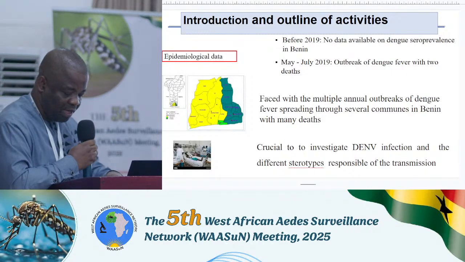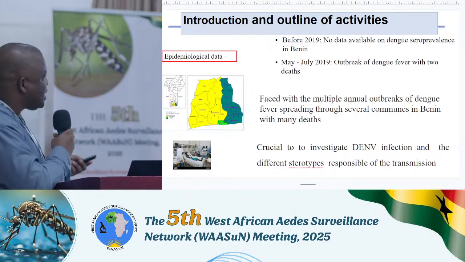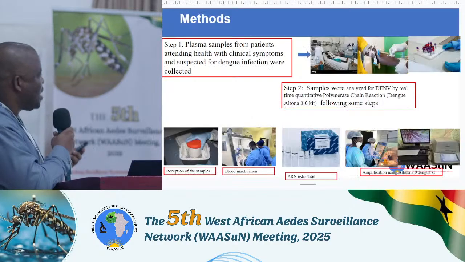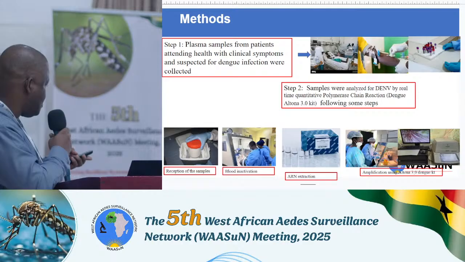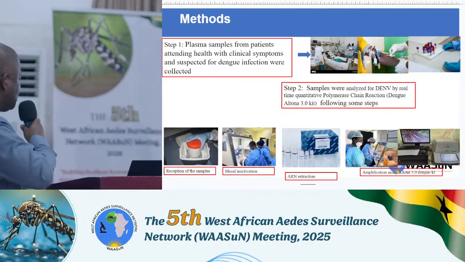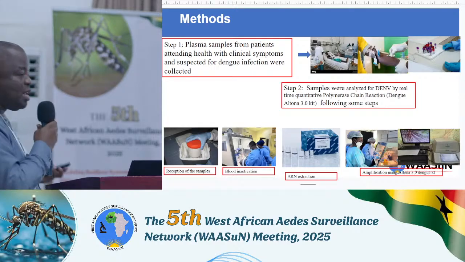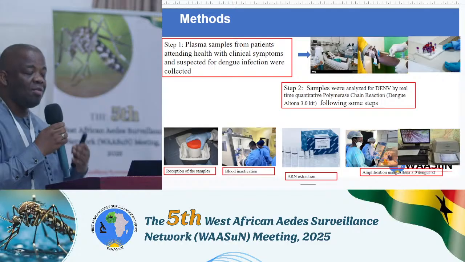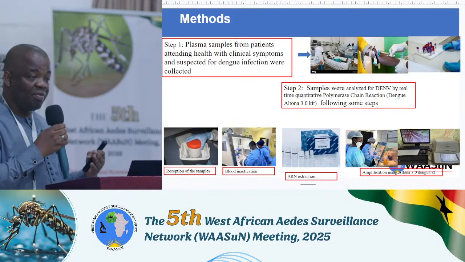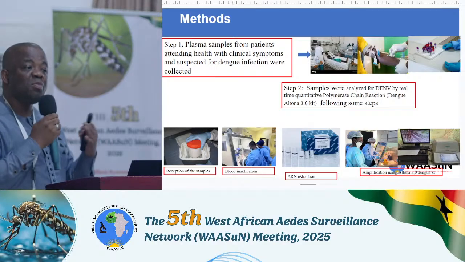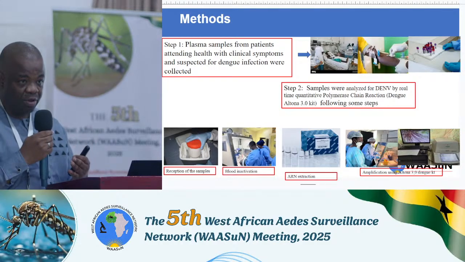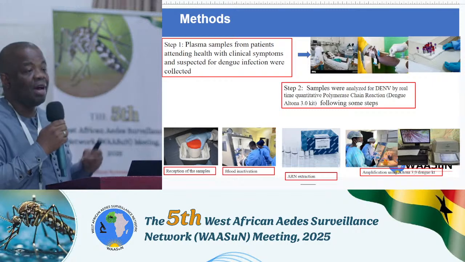To attain this goal, ladies and gentlemen, we decided to collect 400 plasma samples from suspected patients who have clinical symptoms of dengue. These plasma samples were brought to the lab, and after reception, the blood was inactivated. Why do we inactivate the sample? Benin is very close to Nigeria, and yearly we have outbreaks of Lassa fever. Lassa fever is close to Ebola. So if you don't pay more and more attention, you will contaminate yourself. So anytime you receive a sample like that, you have to inactivate it.